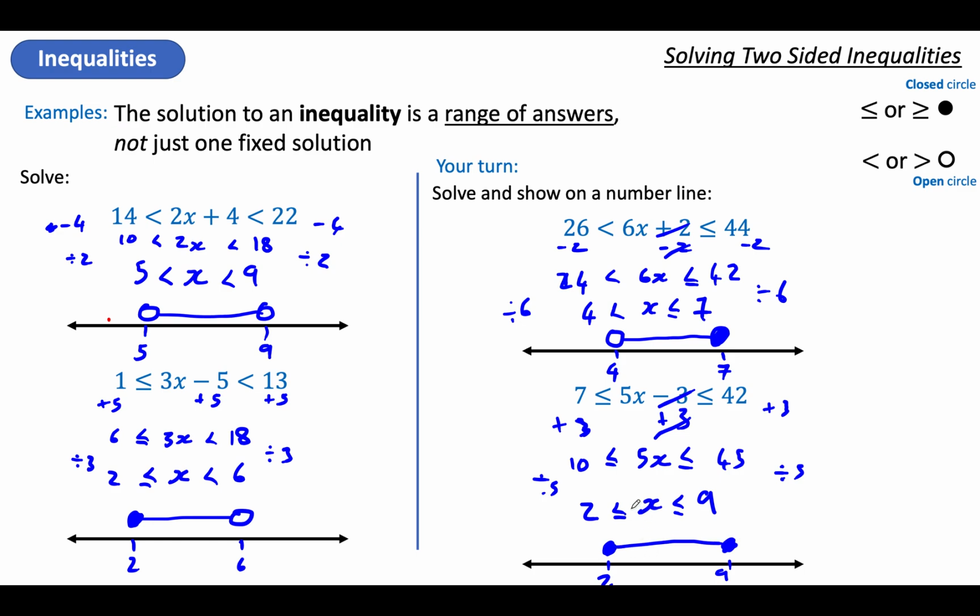X is bigger than or equal to 2. X is less than 9. Remember, if you're doing this on Dr Frost or similar, x is bigger than or equal to 2. Make sure you get your sign the right way round. X is less than or equal to 9. Bigger than the small number, smaller than the big one.